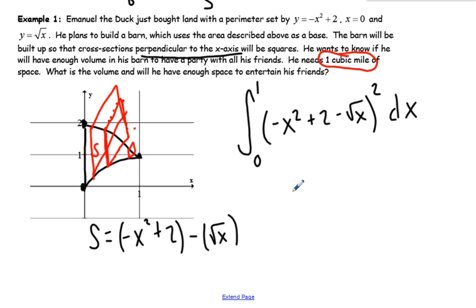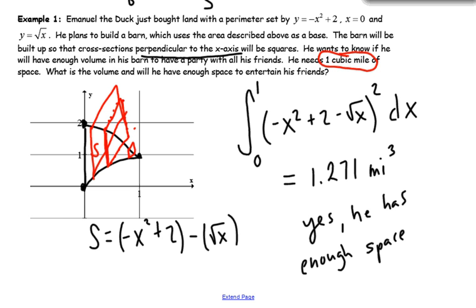Now, we are definitely going to be using the calculator for these. So if you were to put this in the calculator, you would get a volume of 1.271, and then that's miles cubed. So he only needs 1 cubic mile, so yes, he has enough space.